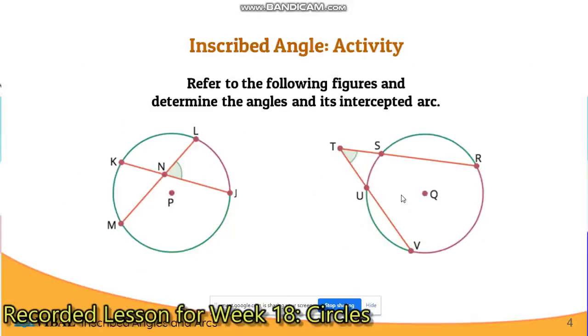Ayan. So let's have some activity. Refer to the following figures and determine the angles and its intercepted arc. Okay. So alam niyo naman na yon kung ano yung angle natin, meron tayong na-form na arc. Okay? So for angle K and L, we have the angle K and L here. Okay? What is the arc formed? For angle K and L, Janica. Hala, nagtatawag si teacher. O, dito sa ating angle K and L, ano yung ating arc form dito?